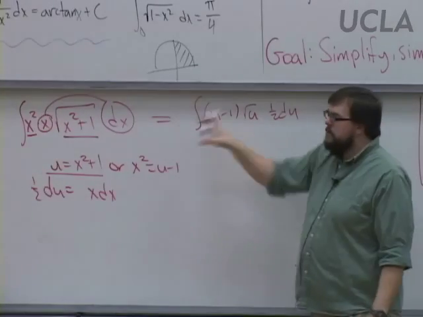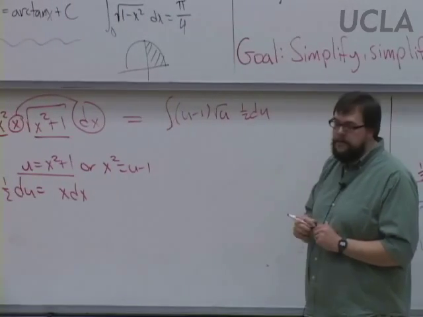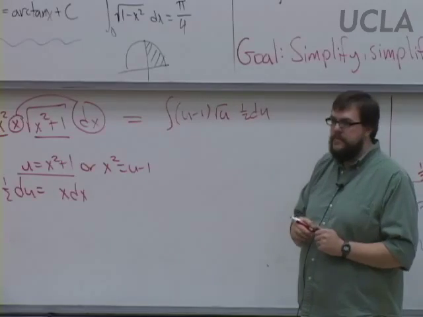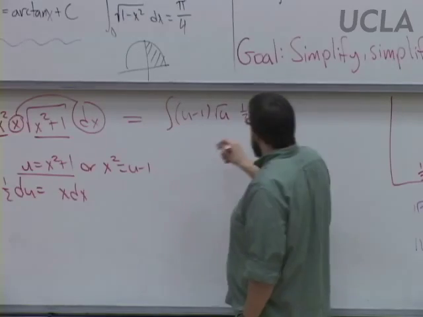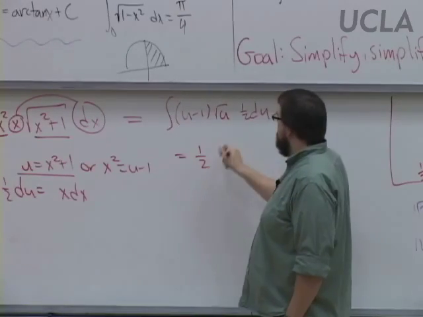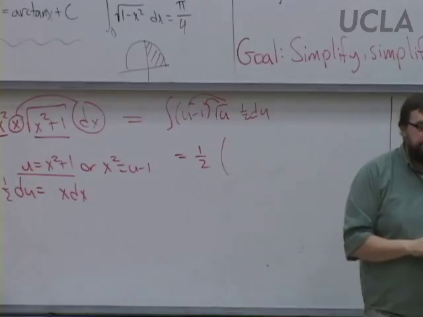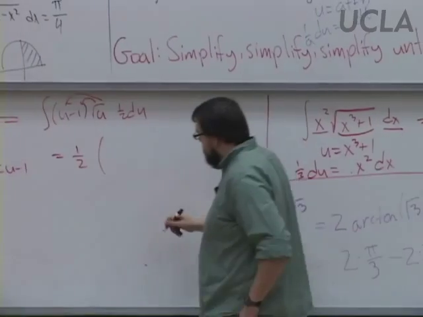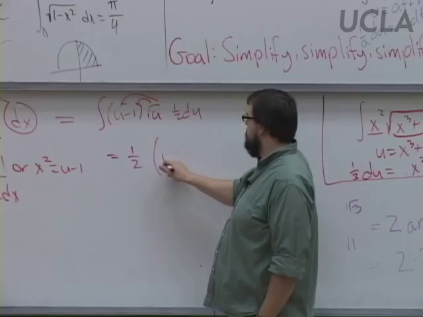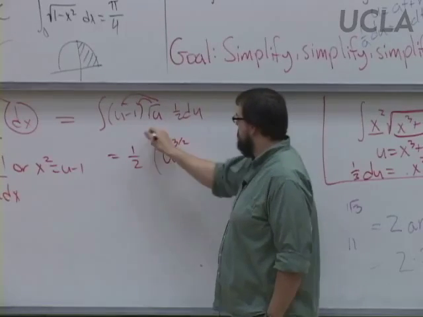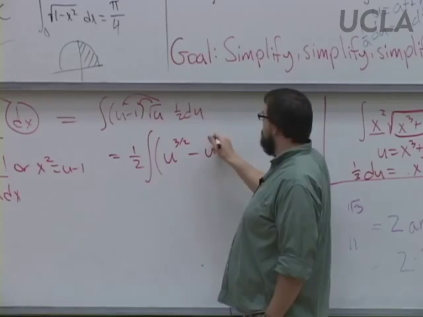It certainly looks nicer than what we started with, but it's not quite as nice as I would like. What are some things we can do now? Well, one thing we can do is bring the constant out in front. And the other thing is that I can multiply out, expand, if you will. Okay, so square root of u times u is u to the 3/2. We're still integrating. And then square root of u times 1 is simply square root of u, or u to the 1/2.